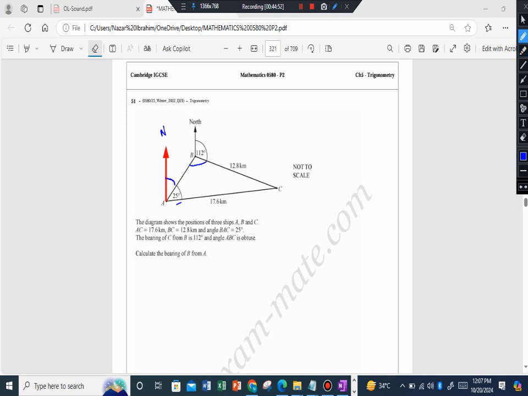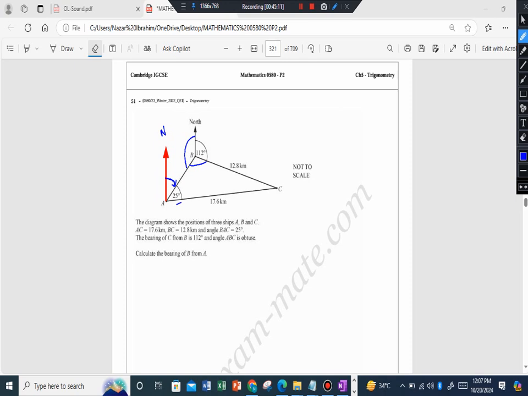This is the bearing of B from A, right? So to calculate this angle, I need this angle, which I don't have. So first think about this angle, which I can calculate using the sine or cosine law. Let's see what applies over here.